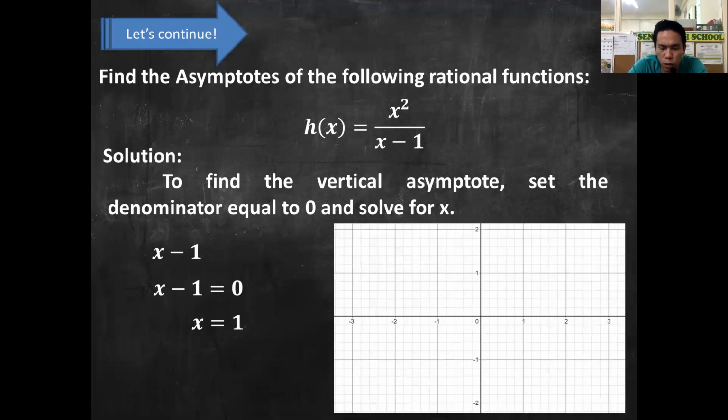So kapag nag-graph tayo, yung 1 natin is dito. Dito ka maglalagay ng ating broken lines, which is our vertical asymptote equal to positive 1. So pwede kang dito, or pwede kang dyan, simula ng pag-graph. Basta yung graph mo hindi pwedeng mag-touch sa positive 1. Or yung x mo, hindi siya pwedeng maging equal sa positive 1.